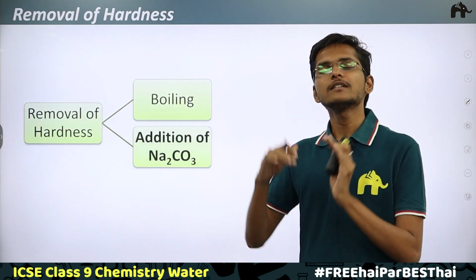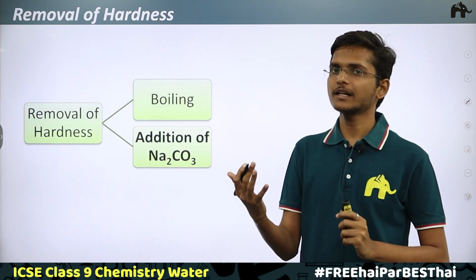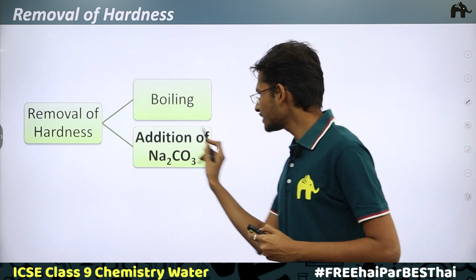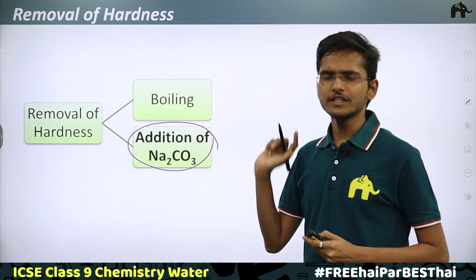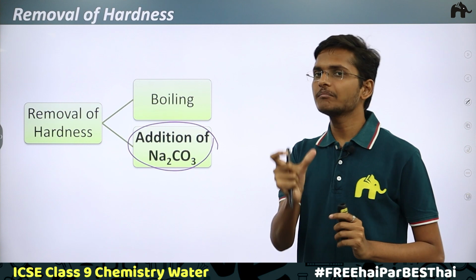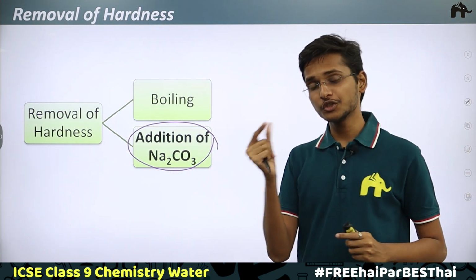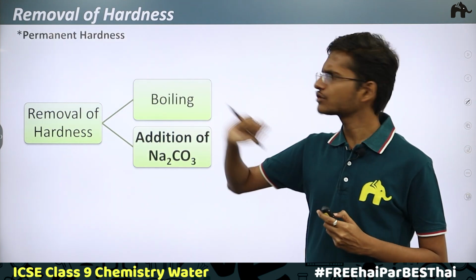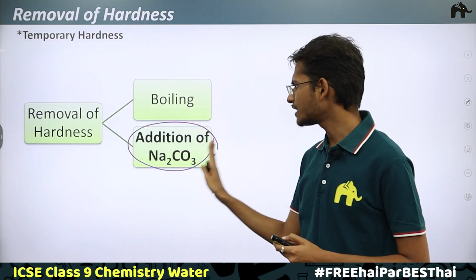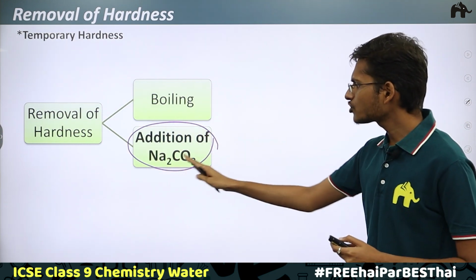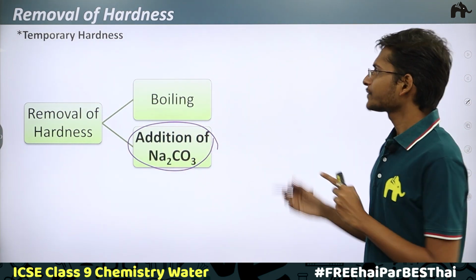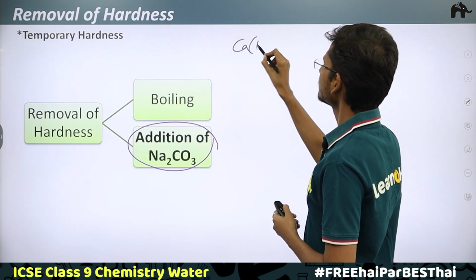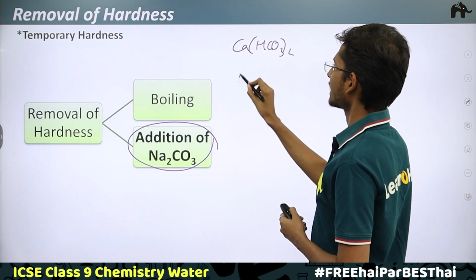Now let's move on to the next method, how we can make hard water into soft water. We have seen boiling. Boiling is used for removing temporary hardness only, but this method we can use for removing both temporary hardness as well as permanent hardness. So let's see one by one how we can remove temporary hardness by simply adding sodium carbonate.